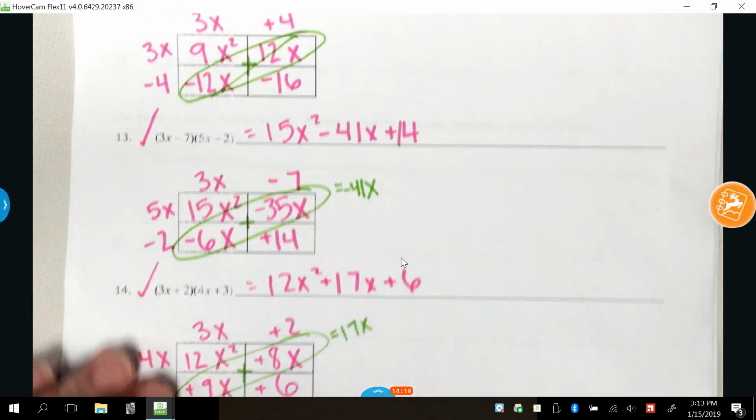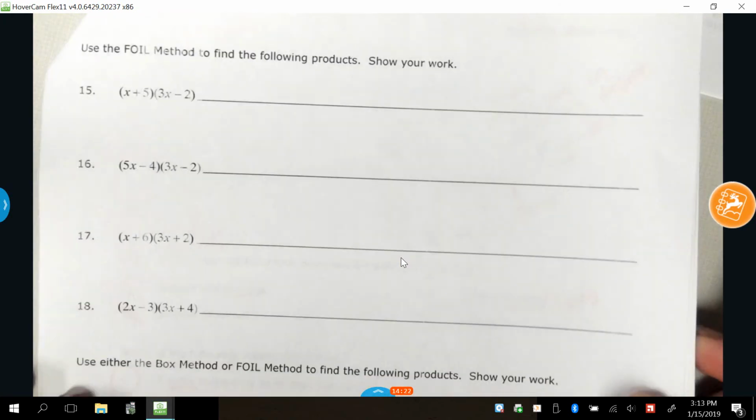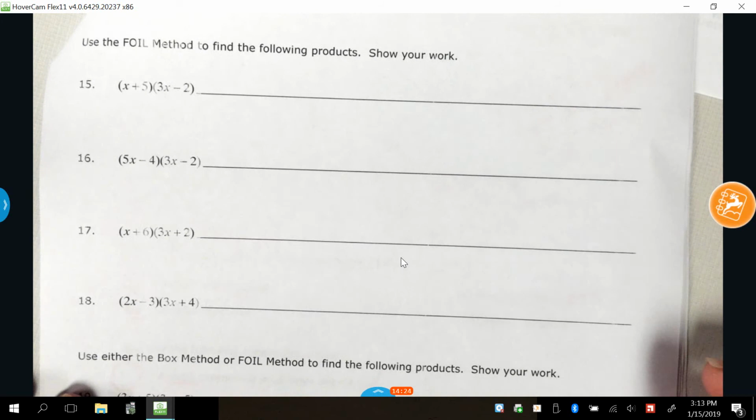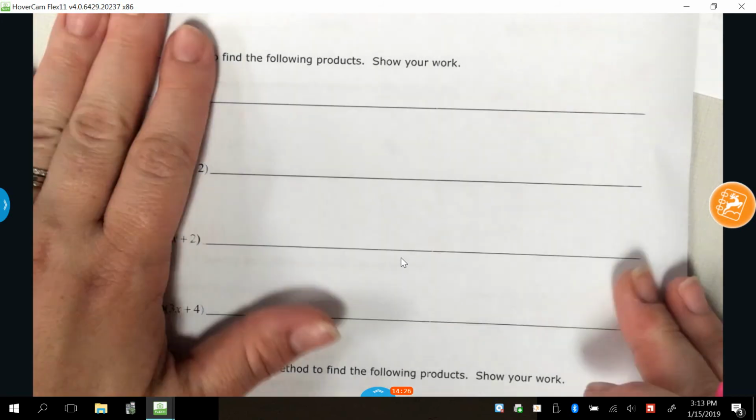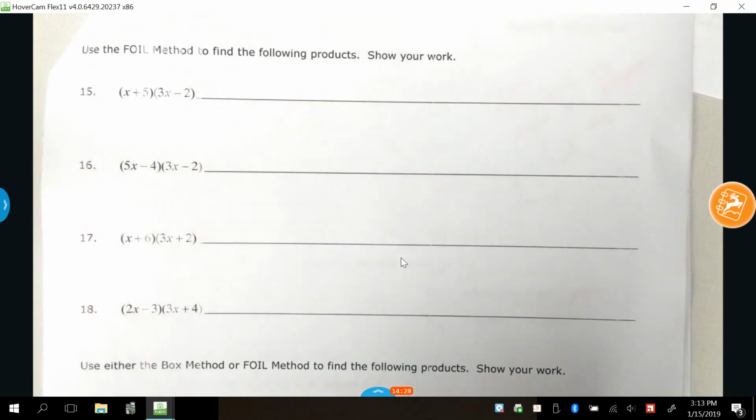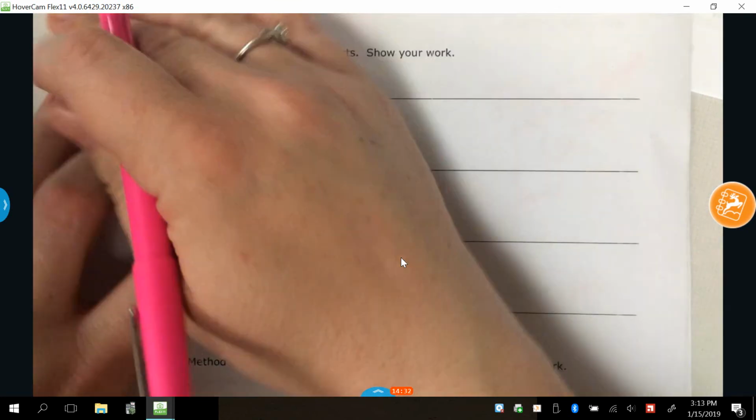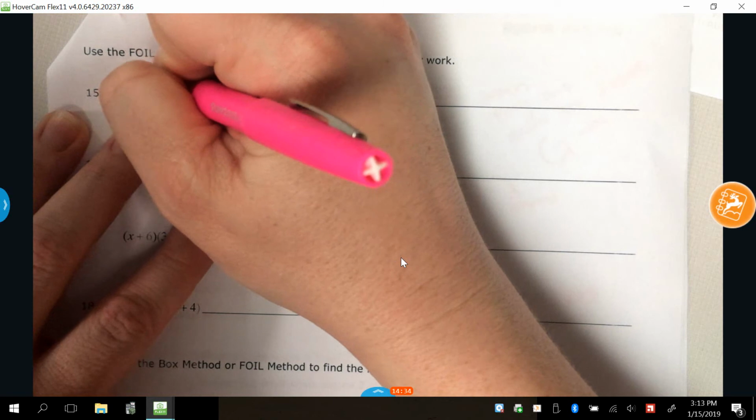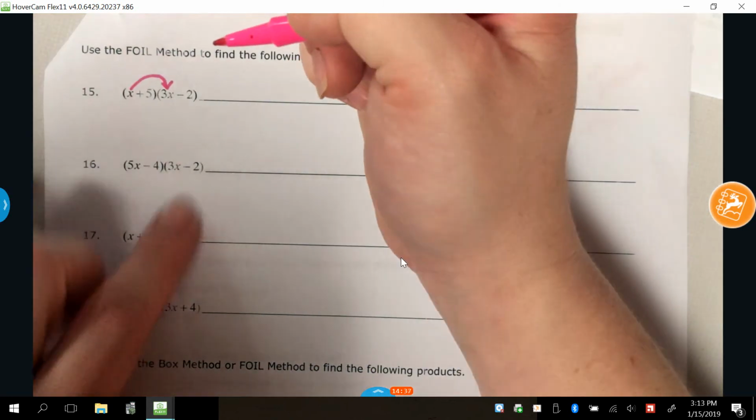Okay, remember I told y'all too that tomorrow I don't mind if you do FOIL or box for everything. I don't mind which method you use, as long as you use a method, okay? I'm not going to grade you on the method. I'm going to grade you on if you can actually do it. So now we'll do FOIL. Remember, it's double distribution. That's what I call it, okay?